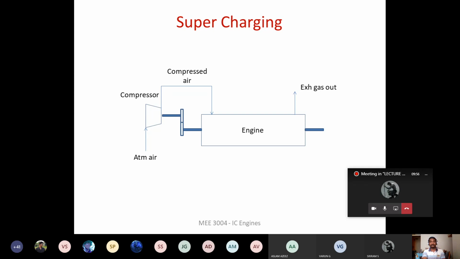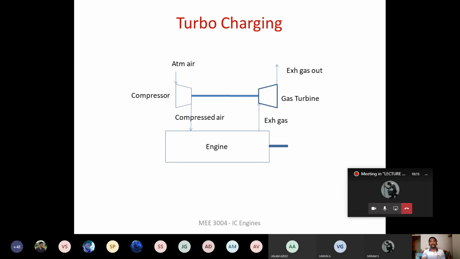What is supercharging? Supercharging is achieved by driving a compressor by receiving power from the engine itself. So a compressor will be driven by the power from the engine, and the compressor will supply high pressure air to the engine for combustion. And in the case of turbocharging, the power required to drive the compressor is going to come from a turbine, which is in turn driven by the exhaust gases from the engine. So this is what we have discussed in the last session.